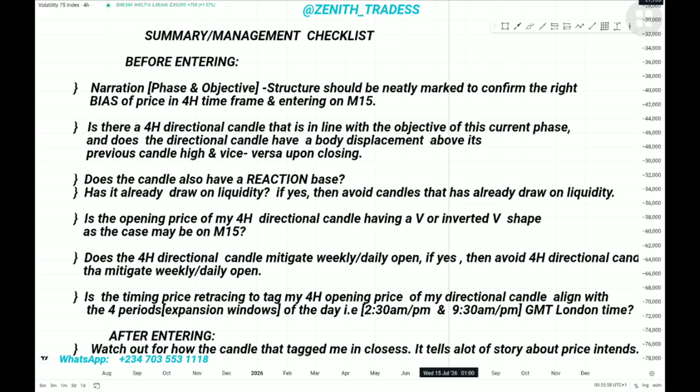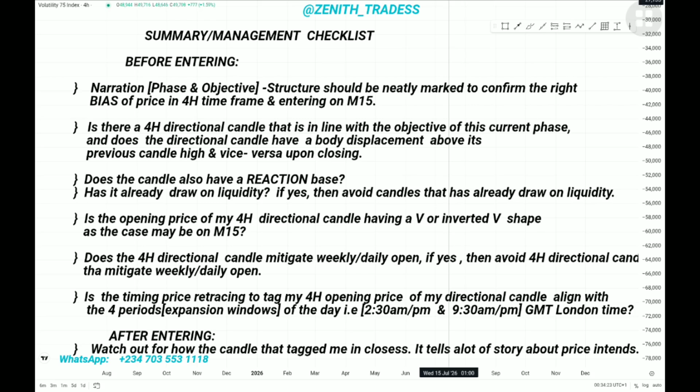Even though you go against it, you are the one at the loss side, because it's going to eat your stop loss. If you don't want to follow the objective, you will always be on the wrong side. Follow the objective and you'll be happy. Structure should be marked neatly to confirm the right bias, and after the right bias has been confirmed, find a 4-hour directional candle that is in line with the objective. Enter in 15 minutes. I'll show you how to do all those things.